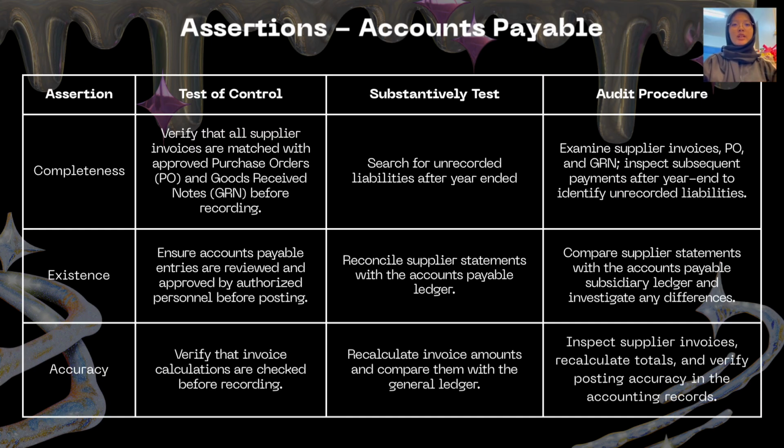The first assertion is completeness. The purpose of this assertion is to make sure that every liability that should be recorded has actually been recorded. Why is this important? Because if the company forgets or intentionally leaves out a supplier invoice, the accounts payable balance will be too low. As a result, the company's liabilities and expenses will also be understated, making the company's financial position look better than it really is.